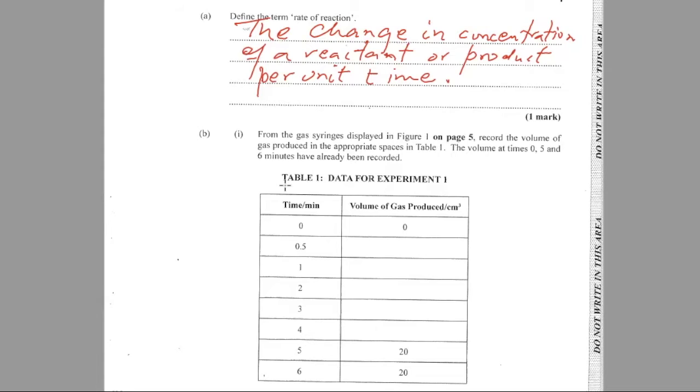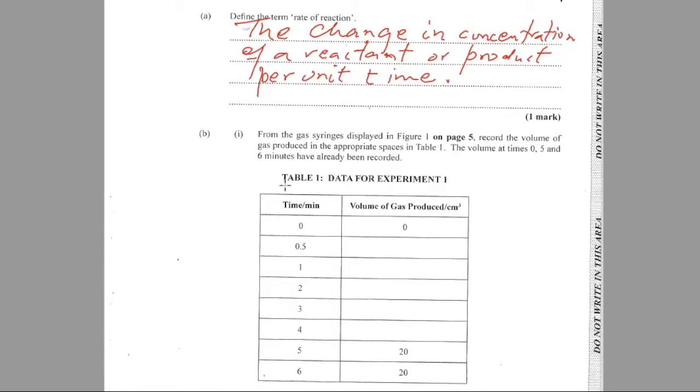Right, and then we'll move on to part 1 of B, and we're just going to write in the values that we just read off. So they did at 0 minutes, 5 minutes, and 6 minutes for us. So we're just going to fill in our values for half a minute, minute 1, minute 2, minute 3, minute 4.